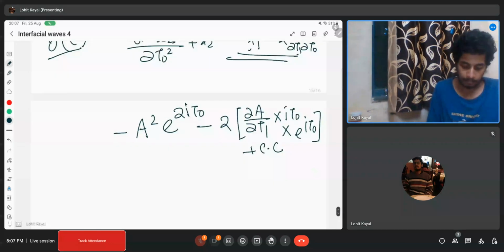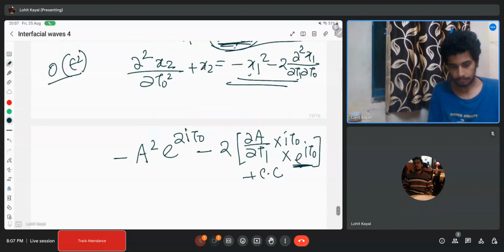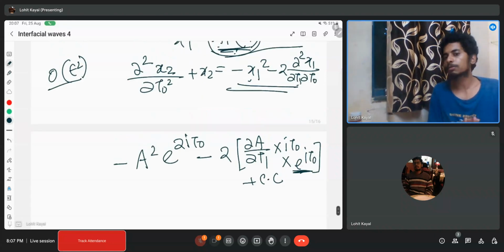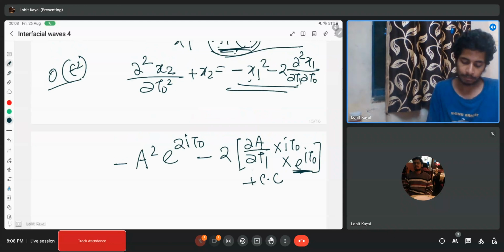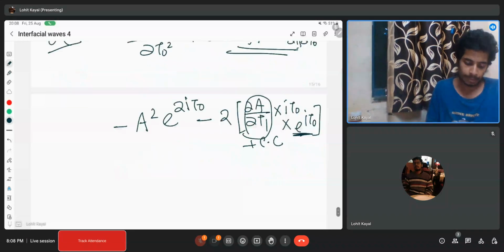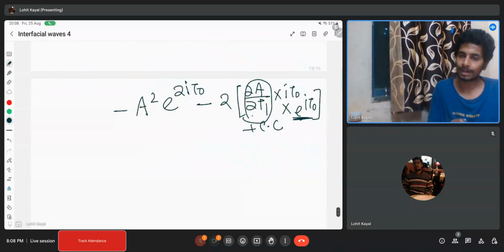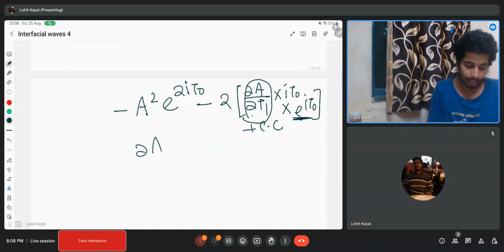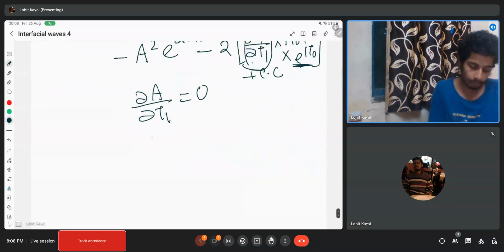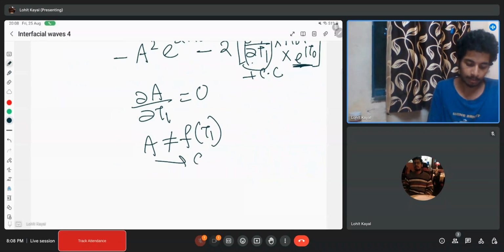Now remember that this term is a secular term. Okay, because this term is similar to the cos t and sin t on the right hand side that I have told earlier. So we need to remove this term, so the coefficient that is associated with this term has to be 0. So we can see that the only coefficient associated with e to the power i t naught is del a del t1. So del a del t1 has to be 0. So that means what? A is not a function of t1. So a can be some constant.